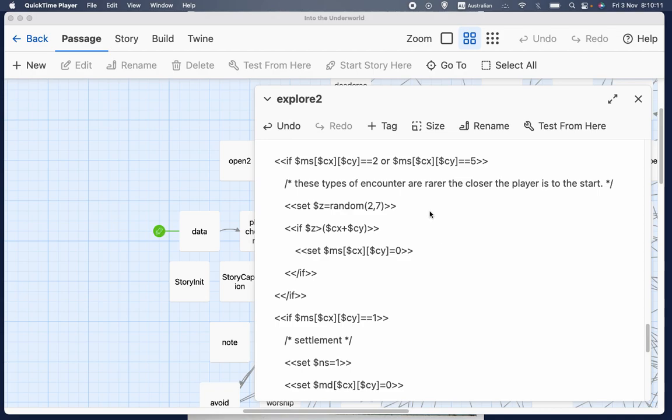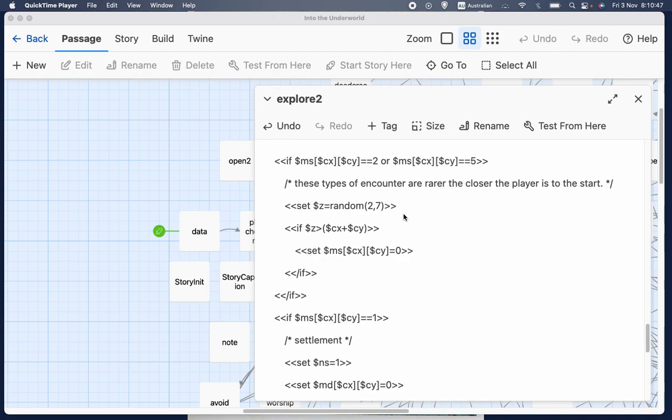We're in the page Explore 2 of the main game Into the Underworld, the one where you're exploring a dungeon basically. And of course, when you get into a new area, the system has to generate what tunnels lead from that area and also what's in that area, if anything. And we're at the part where we're generating what type of encounter, if anything, is at a given location.